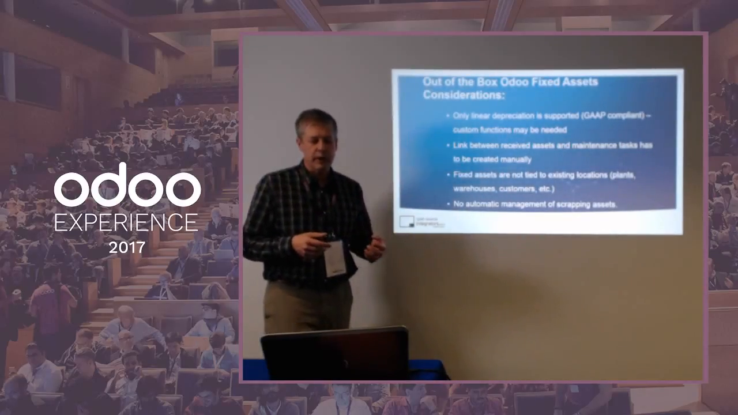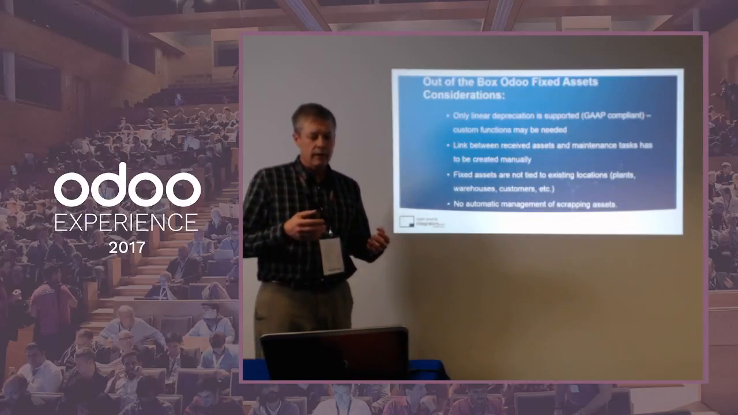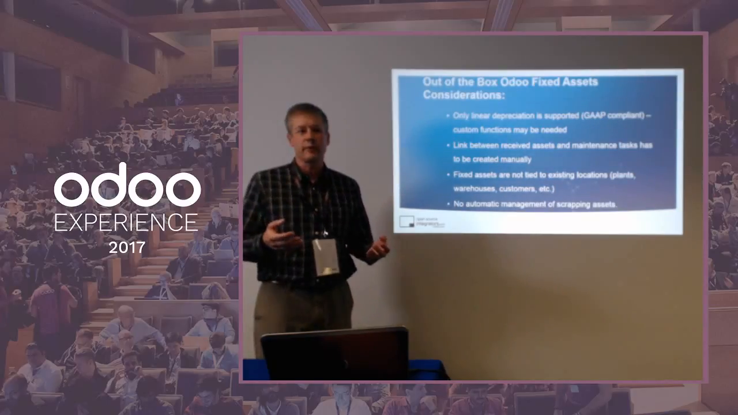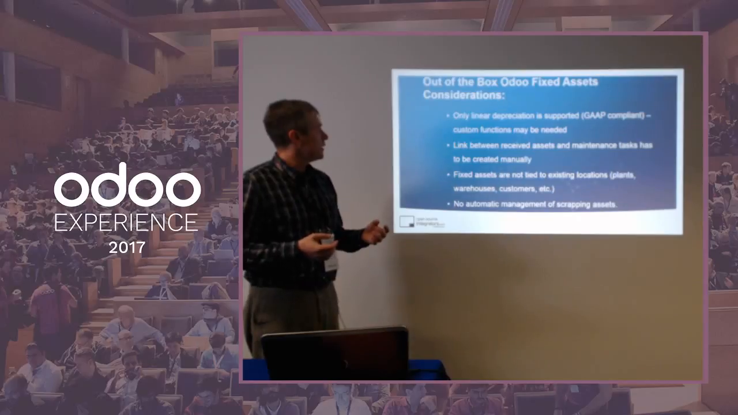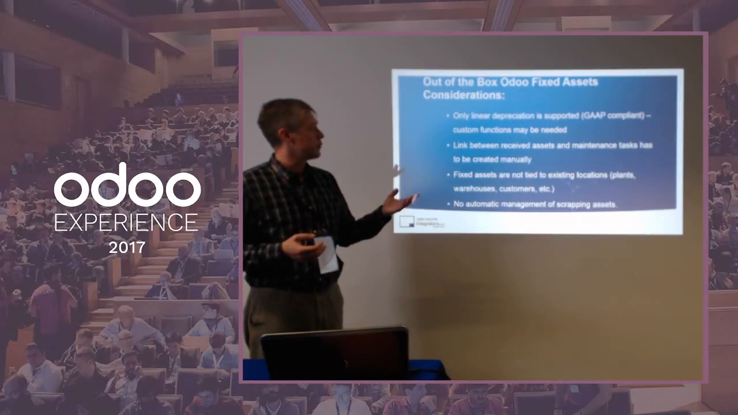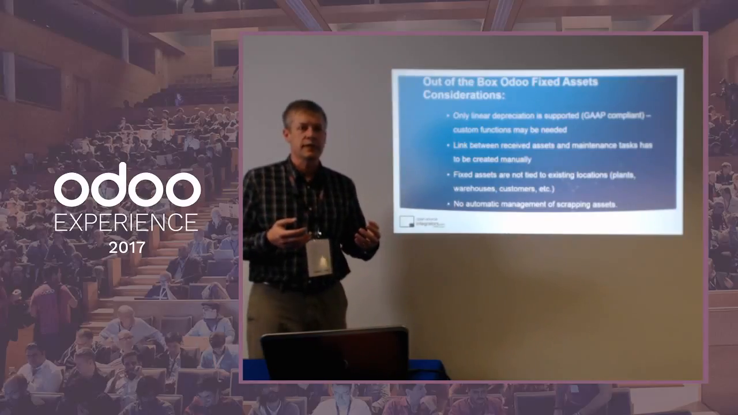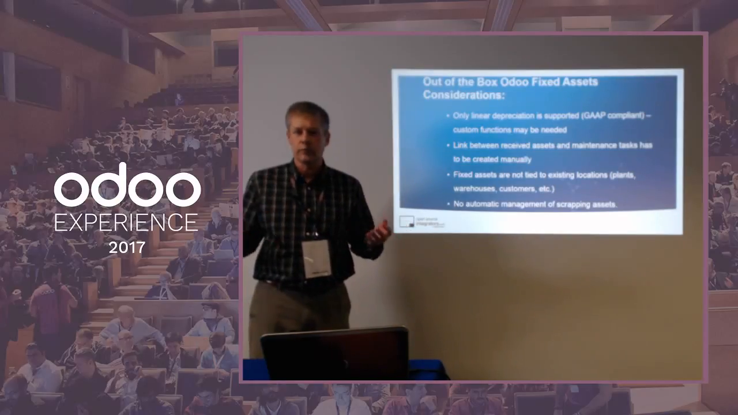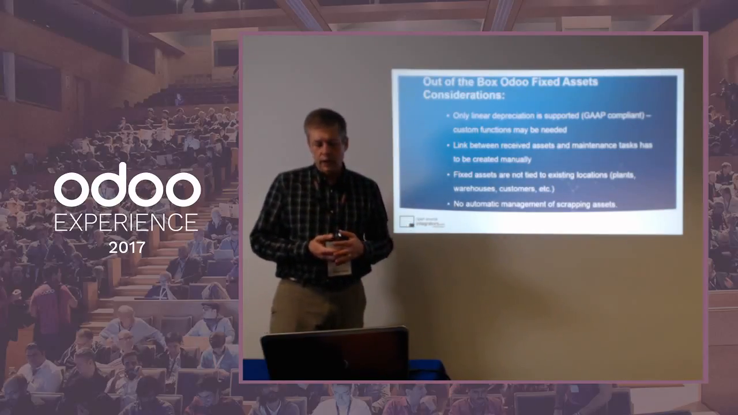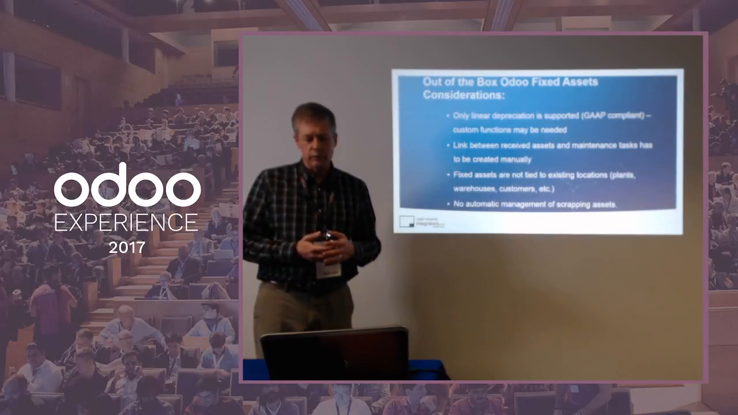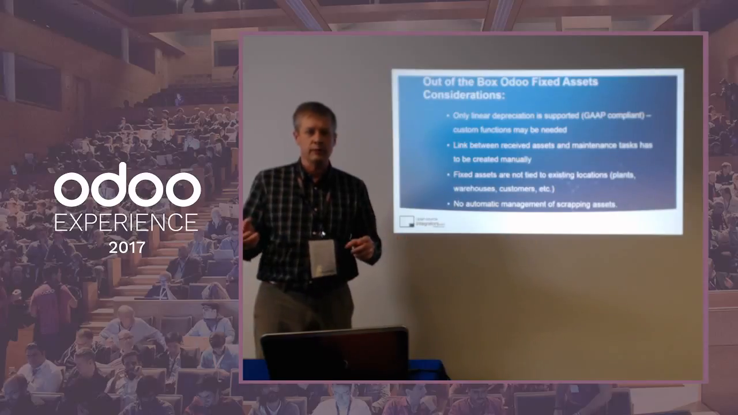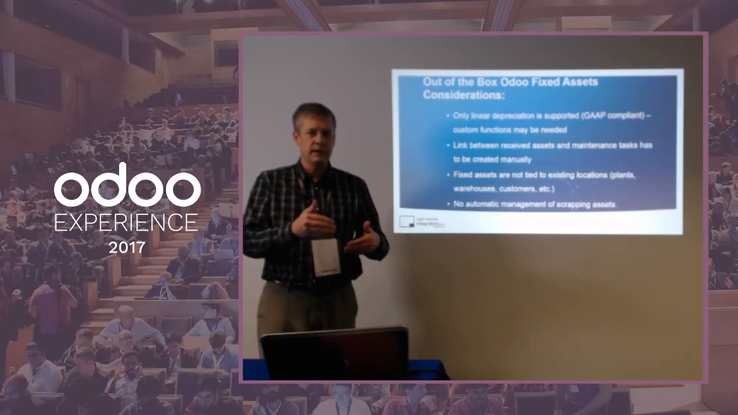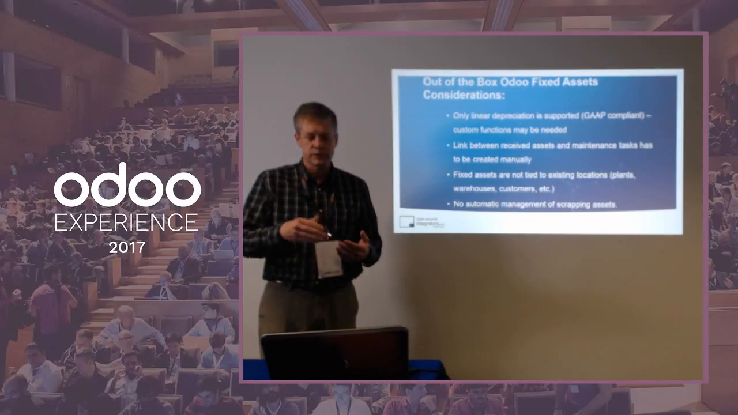Some considerations about Odoo and fixed assets in general, and I don't want to call them limitations, but let's just call them considerations here. Only linear depreciation really makes sense in the Anglo-Saxon accounting world. The digressive, like I said, does not compute for US accounting teams here. The link between received assets and maintenance tasks has to be created manually. Even though we've already said this received asset is an asset, it doesn't kick off the maintenance schedule automatically. There's still a step that needs to be done there.